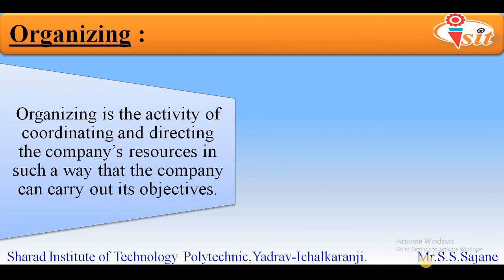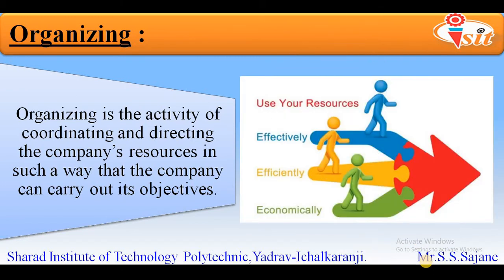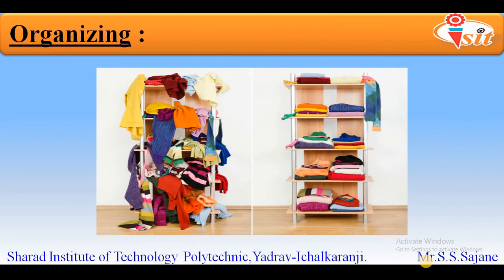If we want to understand the simple meaning of organizing, I will give you one example so that you will understand this concept very easily. In this figure you can see that we have two stands on which a number of clothes are placed. In the first diagram you can see that the clothes are thrown anyhow. Now if we want to find a particular dress from this entire lot, it will be very difficult to get that dress. If we refer to the second diagram, where the clothes are placed properly, and we want to find that particular dress, then we can get it easily.